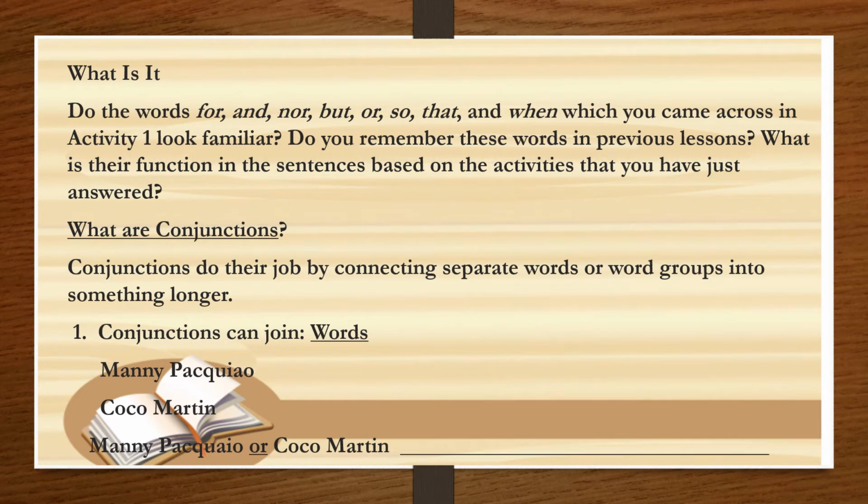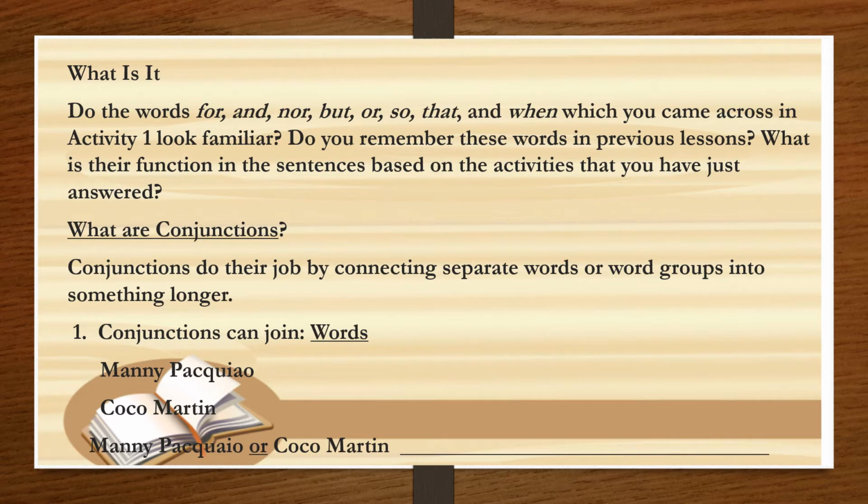Do the words for, and, nor, but, or, so, that, and when, which you came across in Activity 1, look familiar? Do you remember these words in previous lessons? What is their function in the sentences based on the activities that you have just answered? In case you have forgotten or have not heard about the words yet, do not worry, for you will know more about them in this lesson.